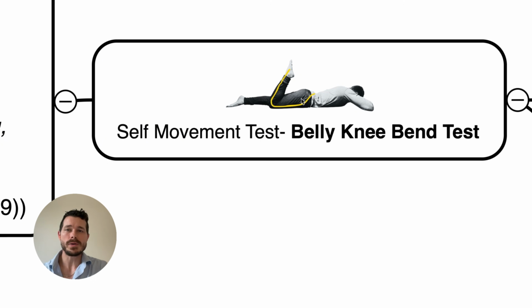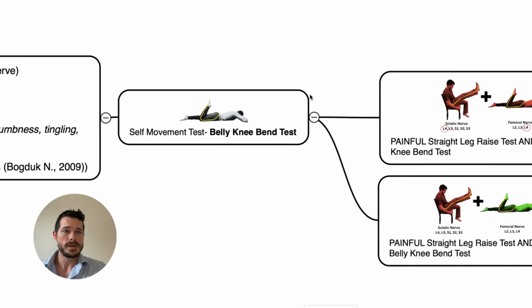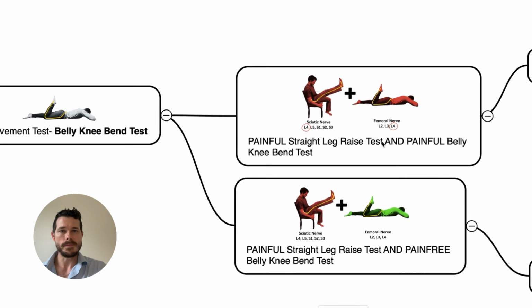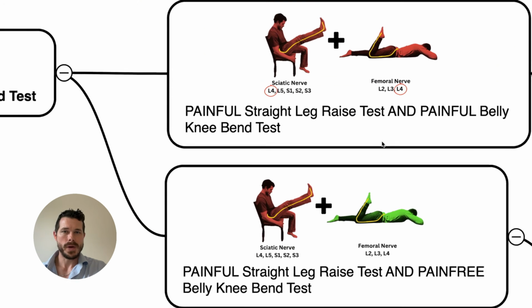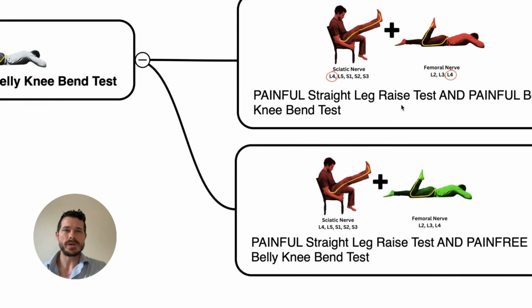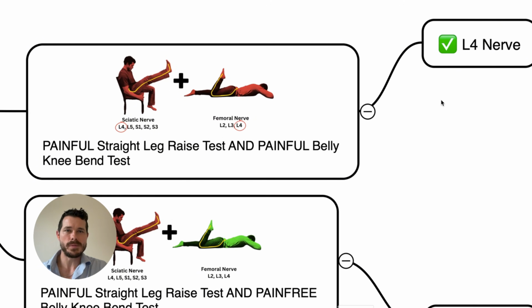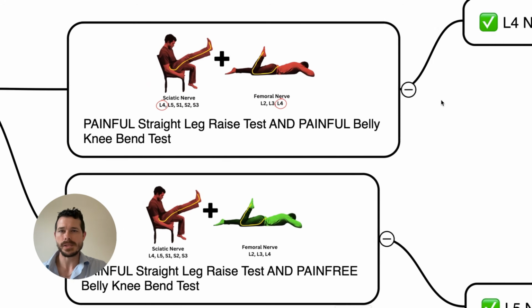Or if you're having trouble not arching your back when you do this, have somebody else do it for you. Very slowly bend that leg up, again, as if you're trying to touch your heel to your butt. And we want to see what happens. Something's going to happen. It's either, again, going to be painful or it's going to be pain-free. So if you have a painful straight leg raise test, and we know you do because you're at this point in the flowchart, and a painful belly knee bend test, then this tells us it's more likely than not an L4 nerve problem.